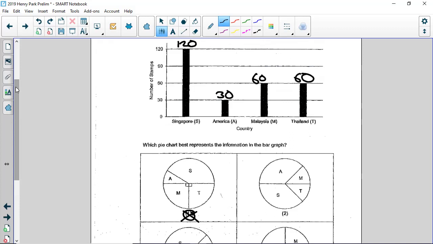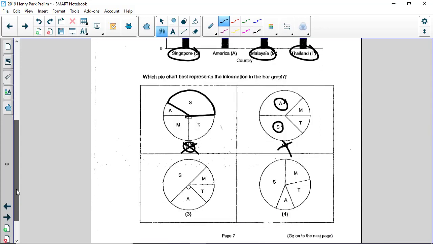So if you look at number 1, the Malaysia and Thailand are the same, and the Malaysia and Thailand is the same as Singapore. So if you look at Singapore, do you think this part of Singapore is the same as Malaysia and Thailand? No, not the same. Even though Singapore is the biggest, the most, it's not equal to Malaysia and Thailand. So your number 1 is out already. Okay, how about number 2? Number 2, A and B, you can see that America and Singapore are almost equal, almost the same, which is also wrong.